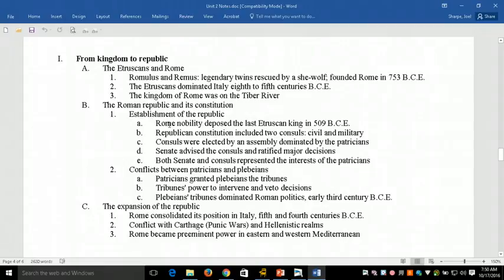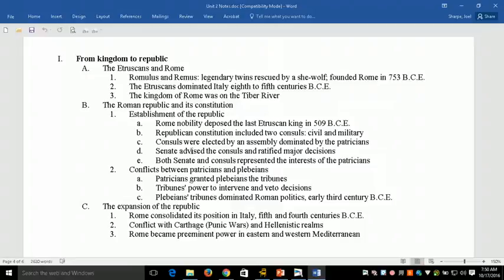Now, Roman nobility disposed of the last Etruscan king in 509. Republican constitution included two consuls, civil and military, very similar to what we talked about in Athens, correct? The consuls were elected by an assembly, all right, which were dominated by the patricians, and this is something that is similar but different. It is going to take a much, much longer time in Rome for the lower classes, the plebeians that you'll learn about, to actually be able to serve in government. They were allowed to vote, all right, but they only could vote on patricians or wealthy people, all right?